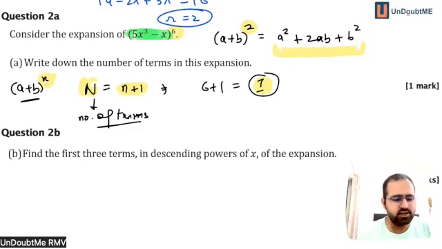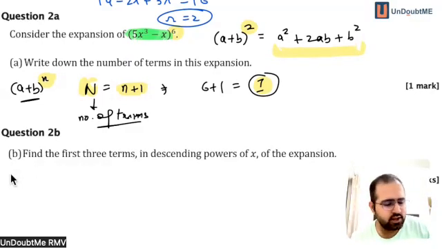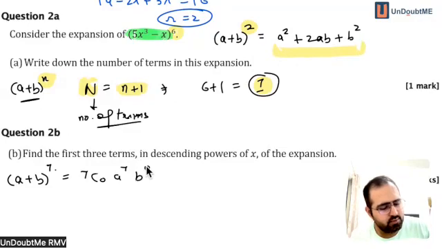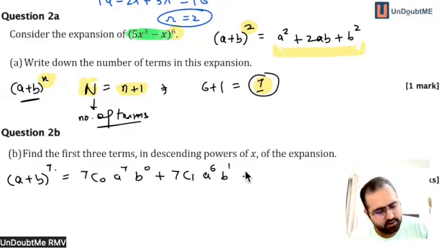Let me write down the expansion of (a plus b) to the power n, and then you tell me which three terms they are talking about. I'll write for power 7 only. You just try to replicate that for n. It will start from 7c0, a to the power 7, b to the power 0. This I am writing only for your revision. It is not required in the question. Then 7c1, a to the power 6, b to the power 1, 7c2, a to the power 5, b to the power 2.